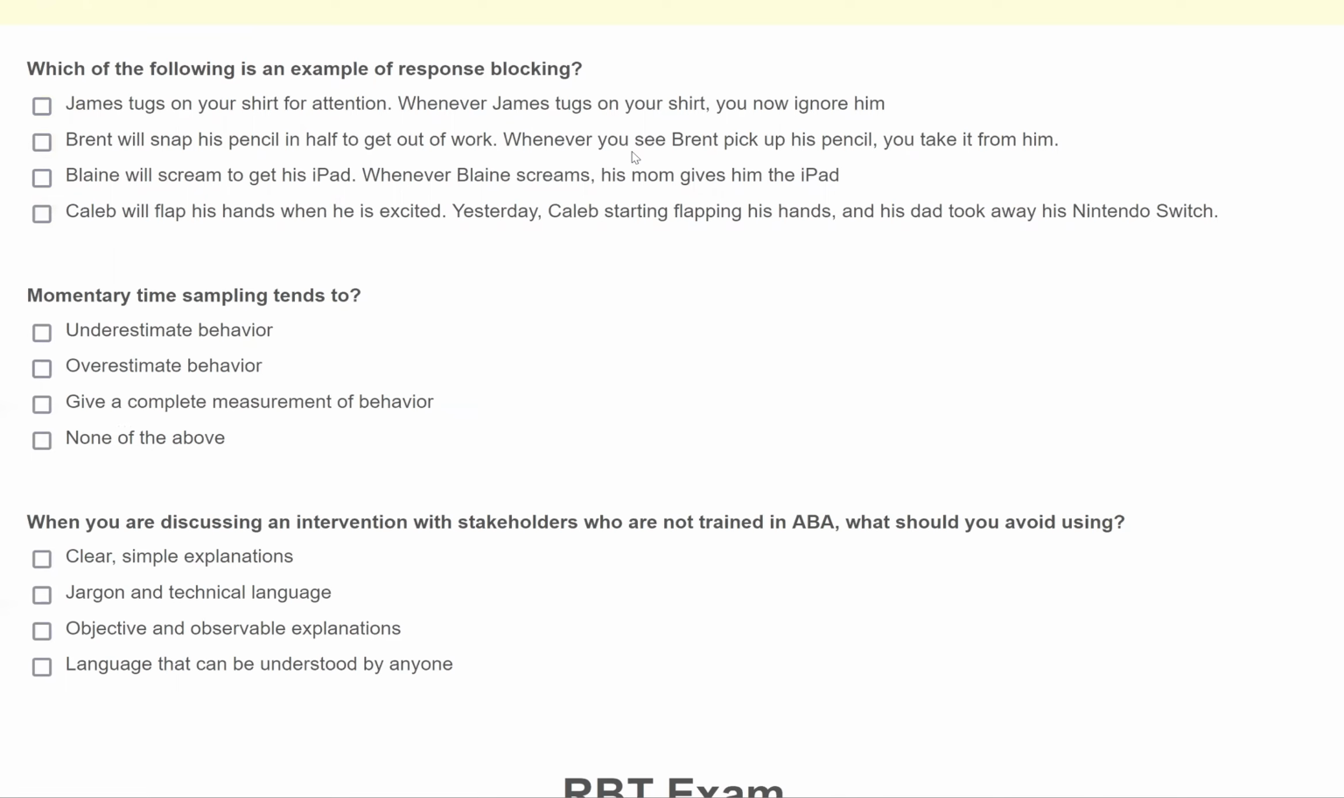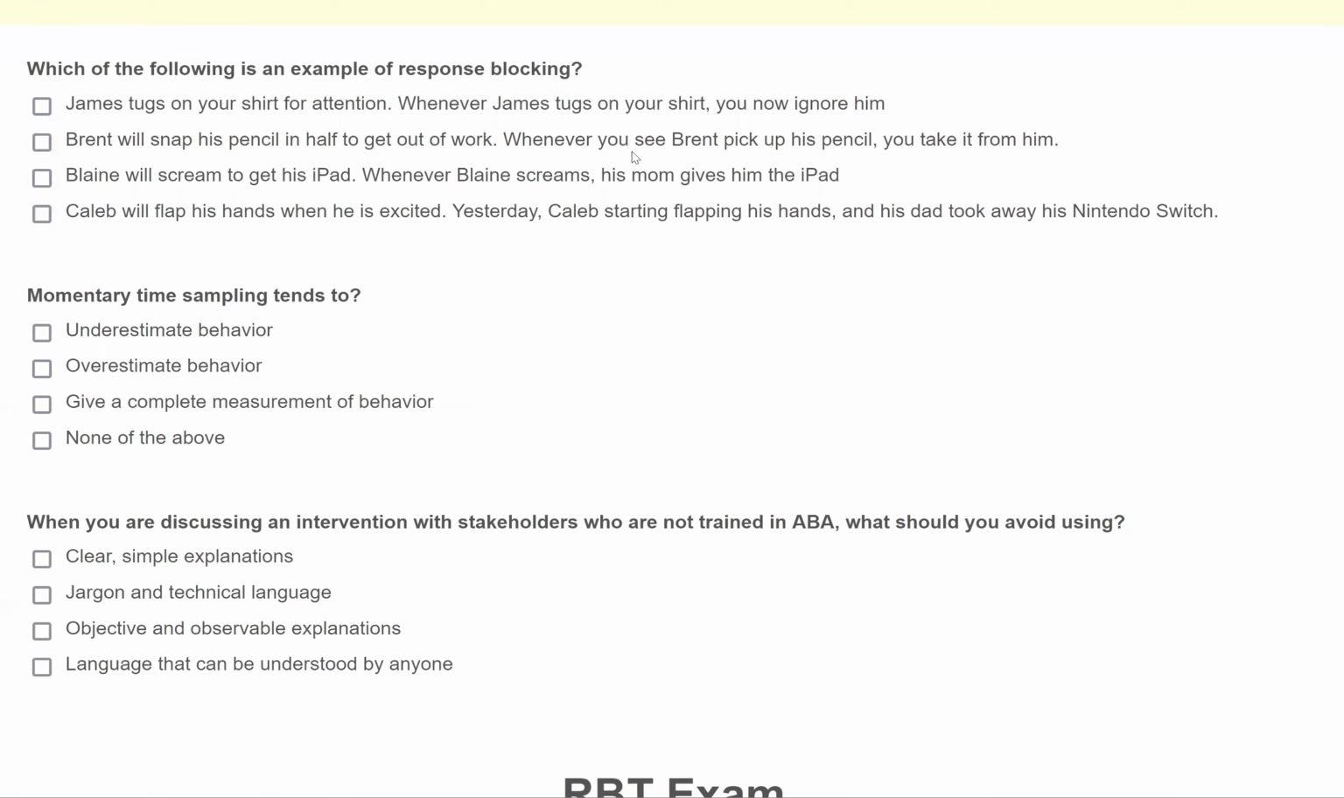A, James tugs on your shirt for attention. Whenever James tugs on your shirt, you now ignore him. Are you preventing James from tugging on your shirt? You're not. You're just ignoring him. You're putting it on extinction. A is out. B, Brent will snap his pencil and have to get out of work. Whenever you see Brent pick up his pencil, you take it from him. Are you preventing Brent from doing something? You are. You're preventing Brent from snapping the pencil by taking it from him. You're blocking the response. B looks good.